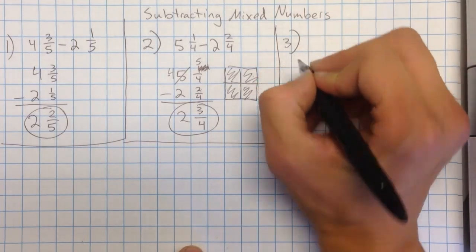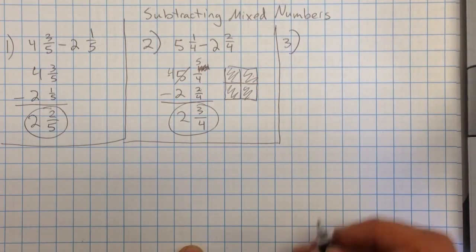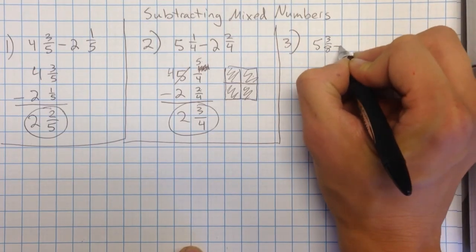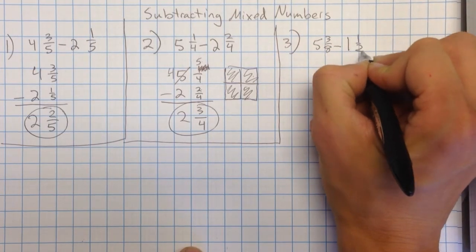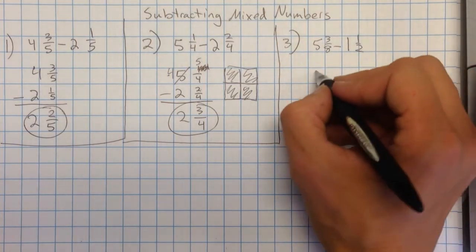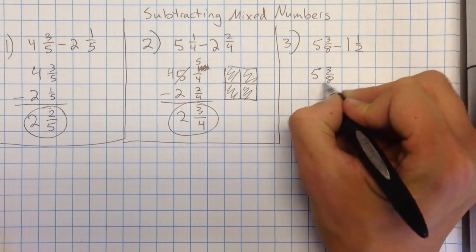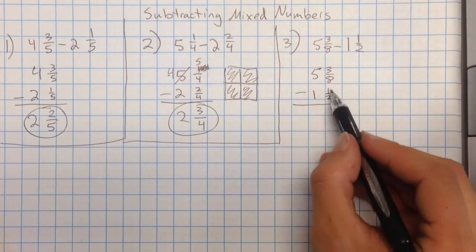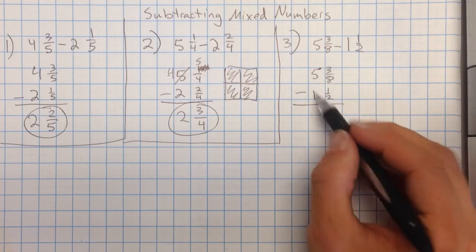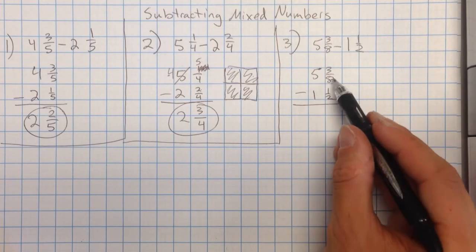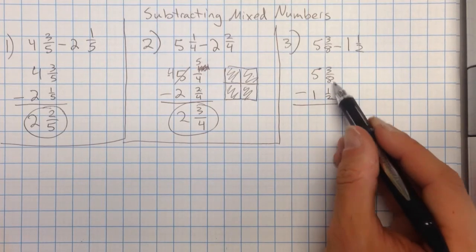Let's look at another one that's a little different. So let's say we had 5 and 3/8 minus 1 and 1/2. So if I'm doing 5 and 3/8 minus 1 and 1/2, I'm going to rewrite them vertically. And I'll notice right away, oh, I don't have common denominators. So I'm going to have to make common denominators here. If I have eighths and halves, I can't simplify this. So I'm going to have to bring this one up.